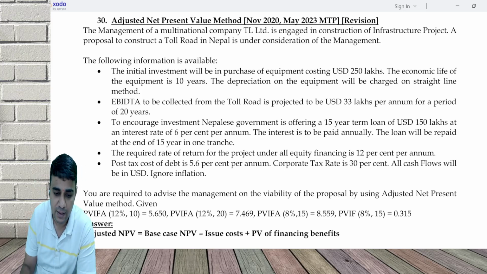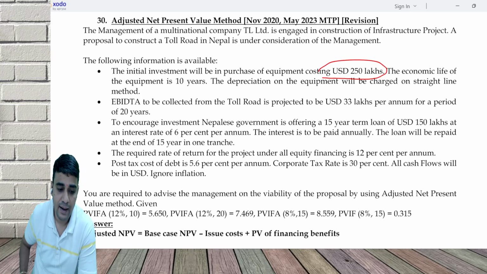Initial investment will be in the purchase of equipment costing USD 250 lakh. Economic life of the equipment is 10 years. Depreciation will be charged on straight line method. Economic life means you can charge depreciation only for 10 years. After that, depreciation cannot be charged. Why after that? Because the project runs for 20 years. EBITDA from the toll road will be 33 lakh per annum for a period of 20 years.